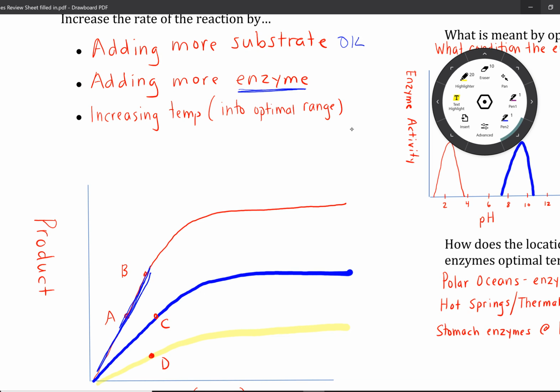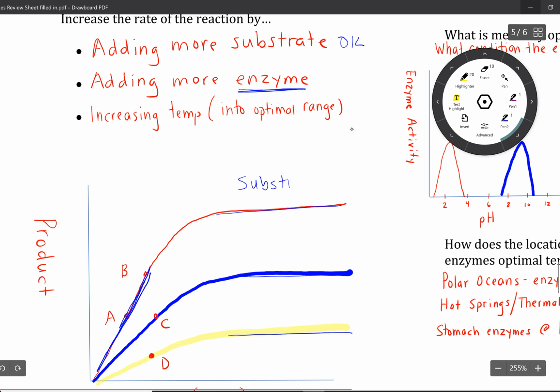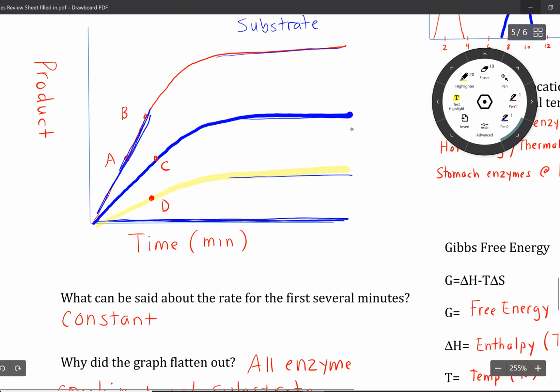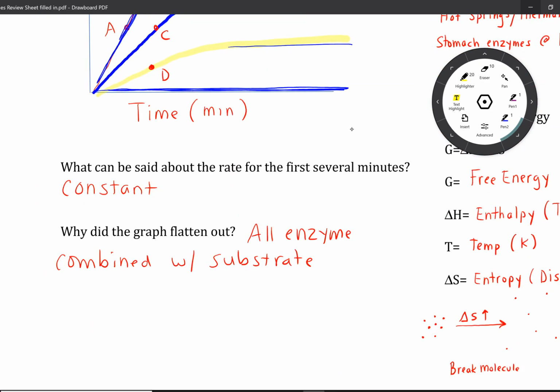But if you notice, all of the lines will eventually level off. The reason why they will all eventually level off is because all of the substrate has been used up, or digested or broken down, however you want to say it. And what if I had no enzyme at all? Would that be this line down here? That's what happened when we tried to trick everybody by giving you just water and see what the enzyme did to that. So if there's no substrate or there's no enzyme, you have no reaction.